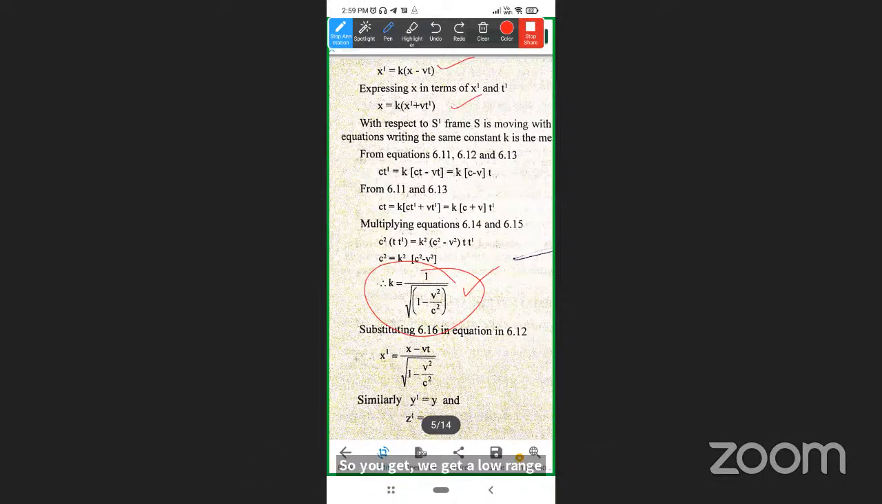It is x' is equal to k, that is 1 by under root of (1 minus v square by c square), into (x minus vt). Since only the x direction is moving with velocity v, in the y direction y' is equal to y, and z' is equal to z, and t' has a small change. These are x', y', z', and similarly t'.